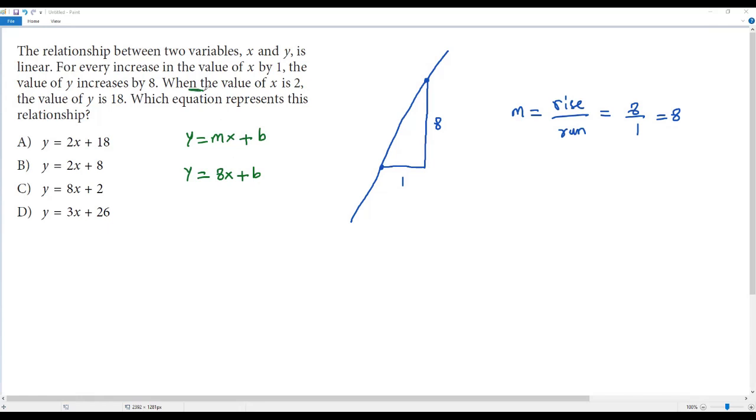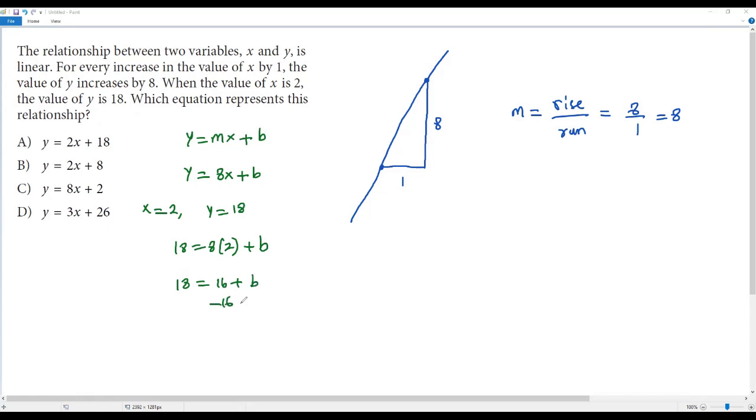That is, when the value of x is 2, the value of y is 18. So when x equals 2, y equals 18. Let me plug in 18 for y over here, and let's plug in this 2 for x over here. Then we get 8 times 2 plus b. Okay, 18 equals 8 times 2, which is 16, plus b.